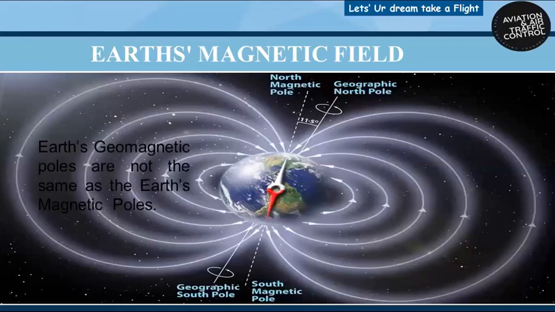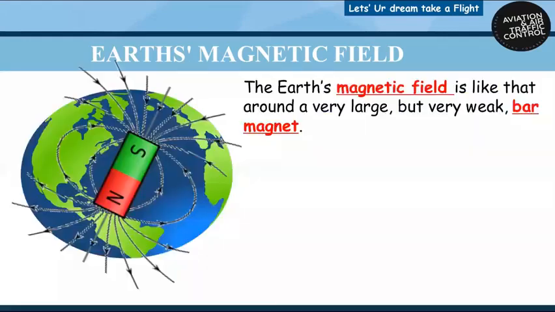The behavior of a compass shows that the Earth has a magnetic field. Scientists believe that this field is produced by convection currents in the Earth's core, which is made from iron and nickel. When a plotting compass is placed in the Earth's magnetic field, the north pole of the compass will line up with the Earth's magnetic field lines and point to magnetic south. So, the Earth's magnetic field is like that around a very large but very weak bar magnet.